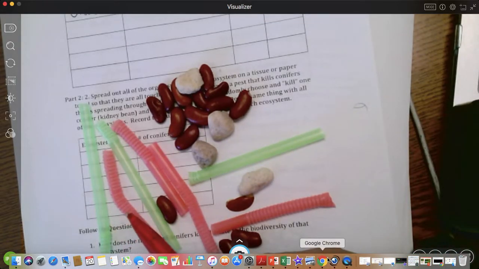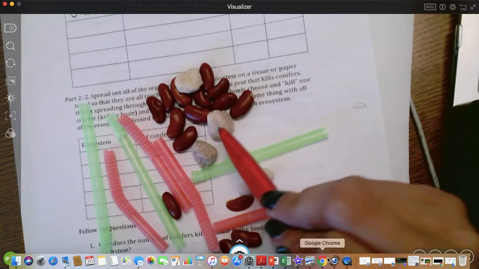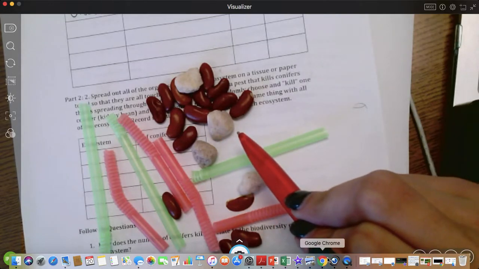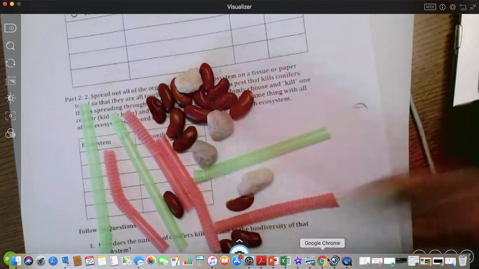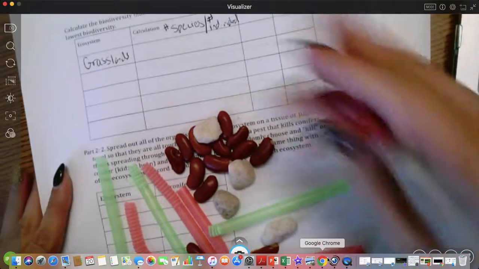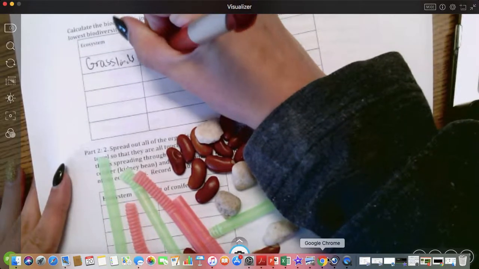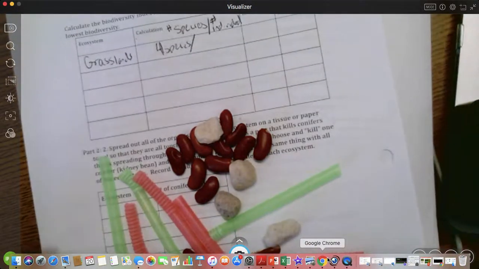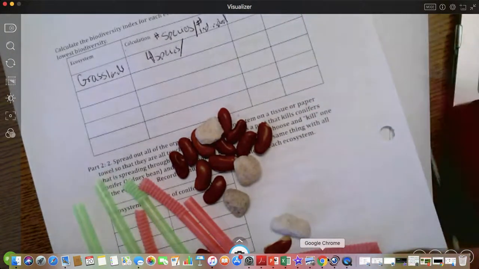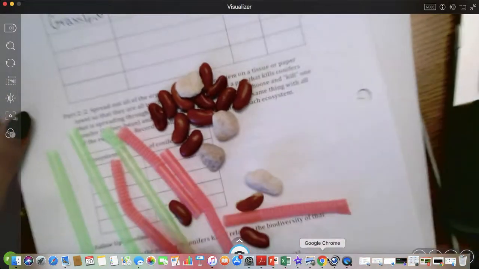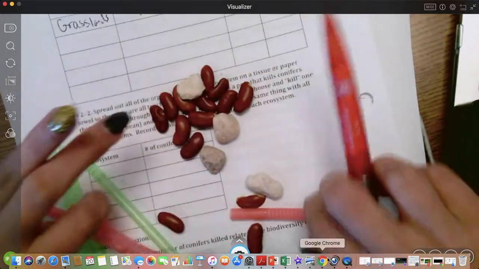I have pink straws, that's 1. Green straws is 2. Beans are 3. Rocks are 4. So I have 4 different thingies: green straws, pink straws, beans, and rocks. I'm going to put 4 species. And now I have to count how many things there are. I don't need to know how many green straws or how many pink straws. I just need to know the total number of individuals. So I have 1, 2, 3, 4, 5, 6, 7 of these.